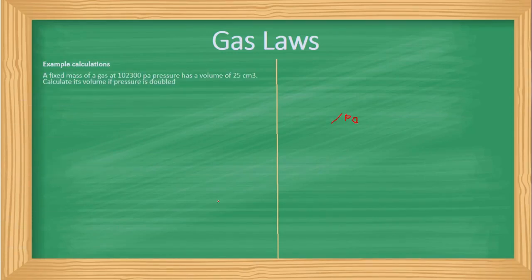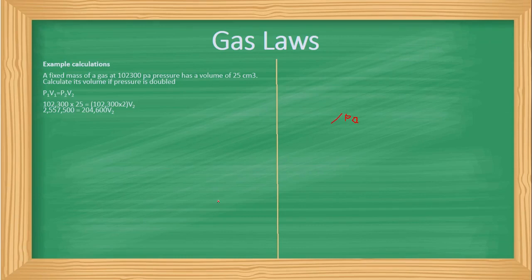A fixed mass of a gas at 102,300 Pascal pressure has a volume of 25 centimeter cubic. Calculate its volume if pressure is doubled. So P1 V1 is equal to P2 V2. In our case here, P1 is 102,300 and V1 is 25. Then our P2 will be 102,300 doubled, which is multiplied by 2. Then V2 is what we are looking for.